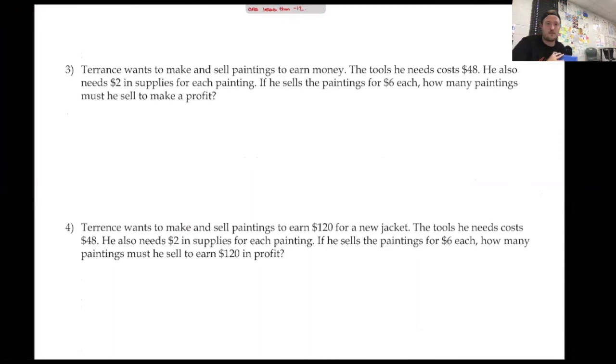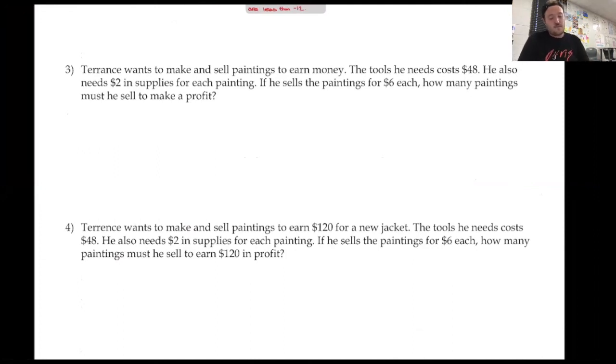Let me get my calculator for this one. All right, so Terrence wants to make and sell paintings to earn money. The tools he needs cost $48. He also needs $2 in supply for each painting. If he sells the paintings for $6 each, how many paintings must he sell to make a profit?